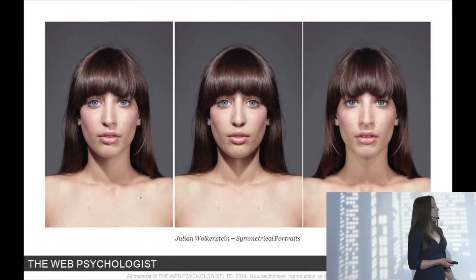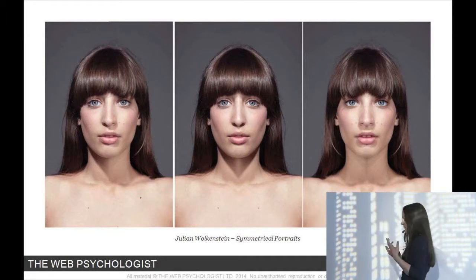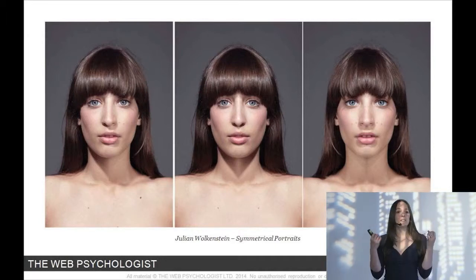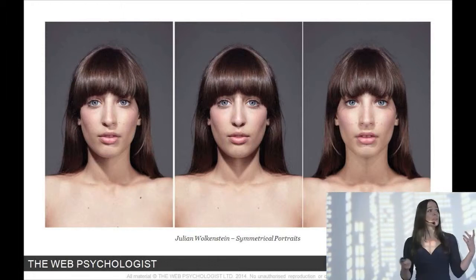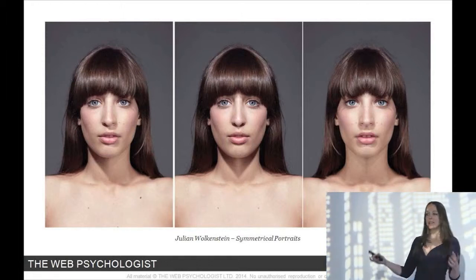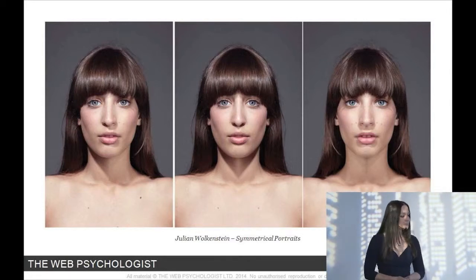But it doesn't just stop there. On websites, we prefer images and designs that are balanced. We prefer symmetrical geometric shapes. We prefer symmetrical art pieces, whether that's a landscape, whatever it might be. So it kind of maps out onto all these different environments.